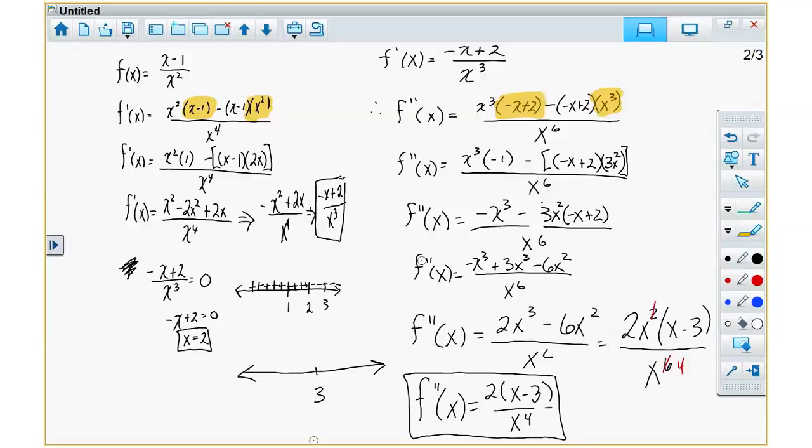All right, now let's check the concavity on the left, which will be, well, we can pick 1 or 2. 1 would be easier. 1 minus 3 is what? A negative. Negative times a positive is a what? Negative. Negative over a positive is negative. So concave down. And pick 4. 4 minus 3 is positive. Positive times a positive over a positive is what? So concave up.